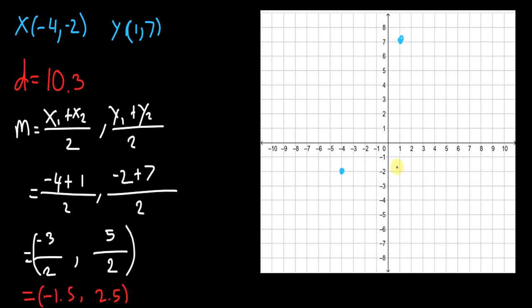Okay, kung plot natin yan, so hanapin natin yung -1.5. So, ito yung -1 plus 0.5, so sa gitna. And then 2.5, so ito yung 2, then may 0.5 sa gitna rin. So, andito siya. So, andito yung midpoint. Ito yung X, ito yung Y, and ito yung midpoint.